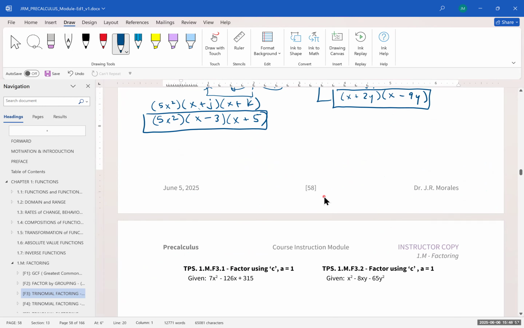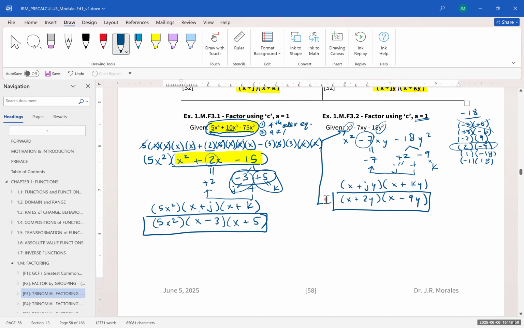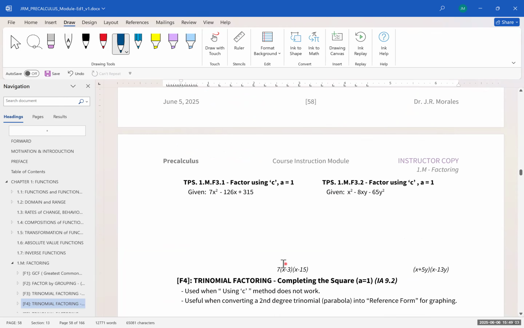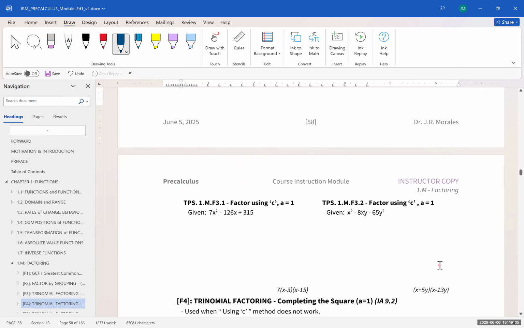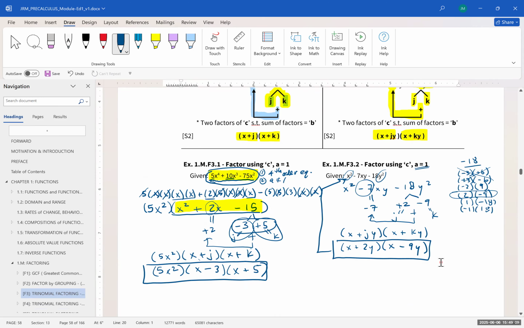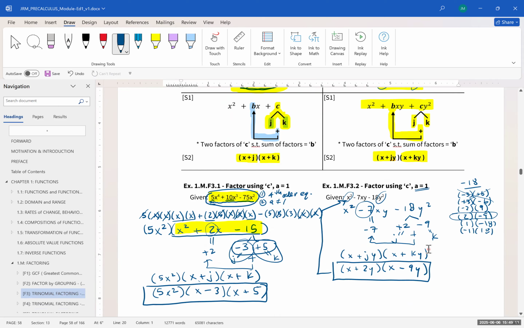Next, I've got two think pair shares, so give those a try. And if you need some help with those, I've got the answers down below. So if you don't get those answers, you can watch the next video for my solution to them. All right, let me know if you have any questions.